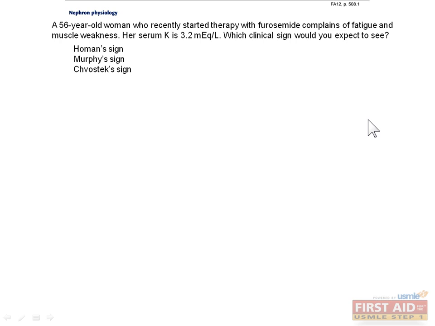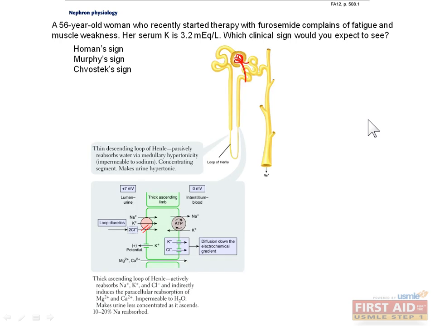Since furosemide is a loop diuretic, it inhibits the sodium-potassium chloride cotransporter. This leads to diuresis with loss of potassium, which explains her low serum potassium of 3.2. However, this would also interfere with the normally positive lumen potential in the loop of Henle, and thus would prevent absorption of calcium. So, this patient probably has hypocalcemia, and the answer would then be Chvostek's sign, because that's the one that's associated with low serum calcium. Just as a reminder, Hohmann's sign is a very nonspecific finding associated with DVTs, and Murphy's sign is associated with cholecystitis.